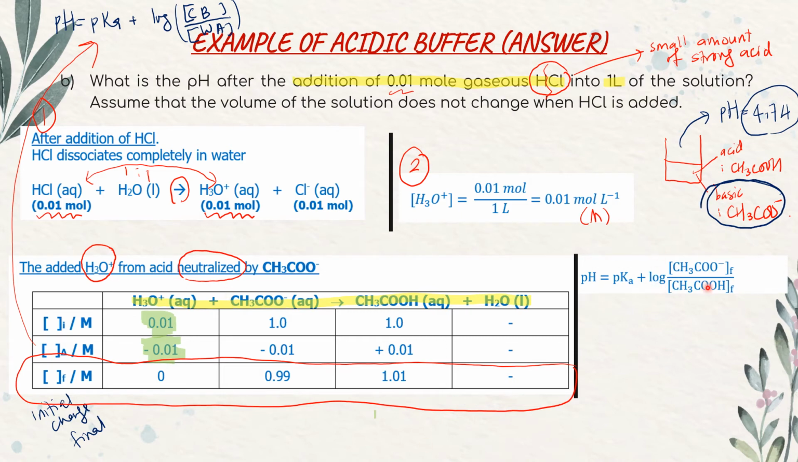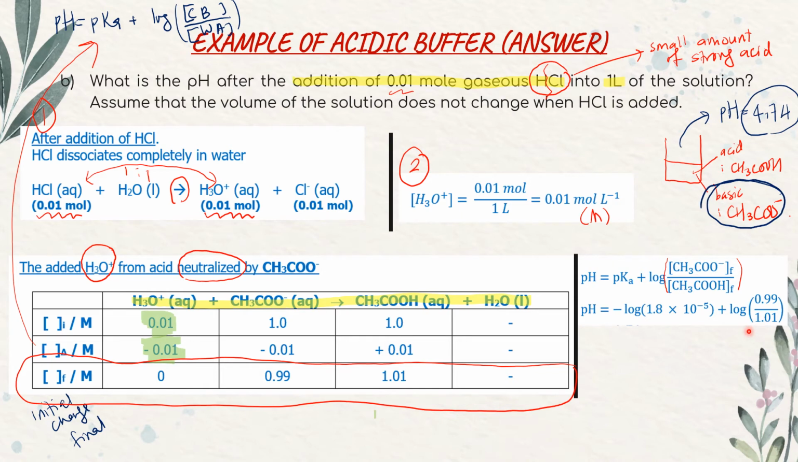So we substitute back into our equation. Now our equation is pH equals pKa plus log concentration of CH3COO- final. Final meaning it is from this one. We cannot use the original 1 and 1 anymore because the concentration has changed. Over concentration of the weak acid, also final here. So substitute the value. pKa is negative log 1.8 times 10 to the power of negative 5, plus log 0.09 over 1.01.